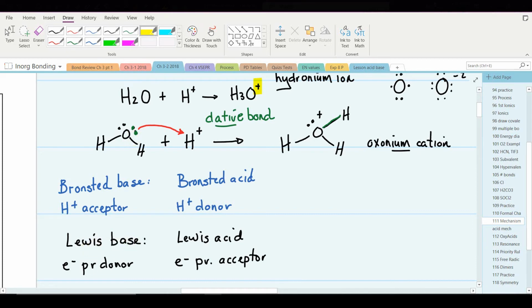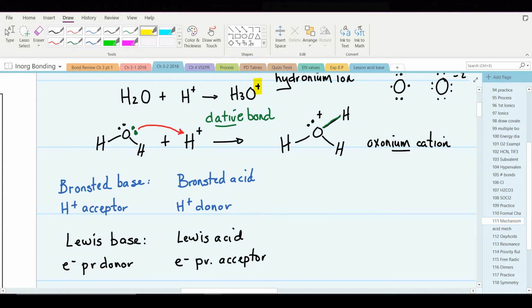It is an electron pair donor. Remember, water can be amphoteric, right? It can act as an acid or a base. If it's reacting with an acid, then water acts as a base. If water was reacting with a base, it would react as an acid, and we'll see that. But right now, water is reacting with an acid, so it's acting as a base. It's a Bronsted base because it's a proton acceptor. It's a Lewis base because it's donating a pair of electrons.